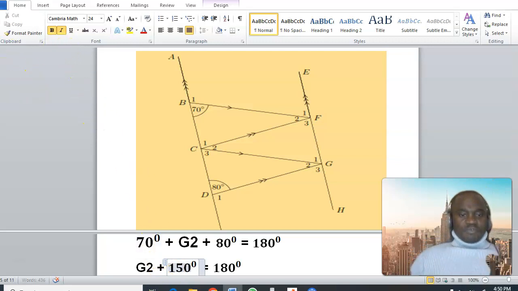So this gives us 150. So we can find our G2.